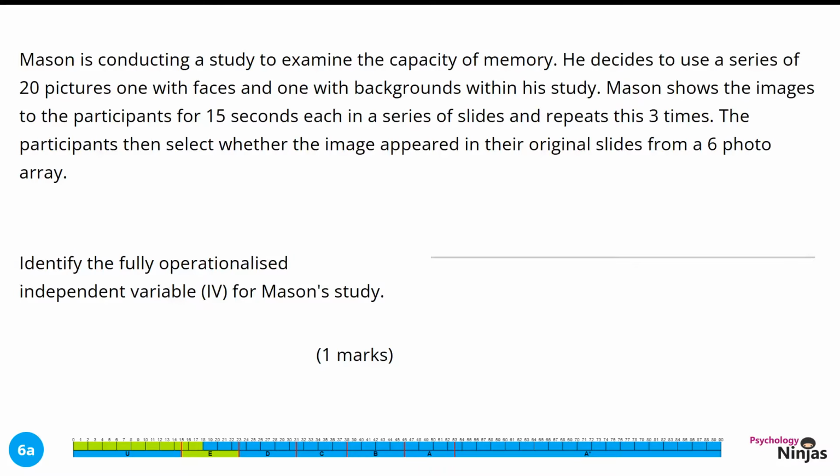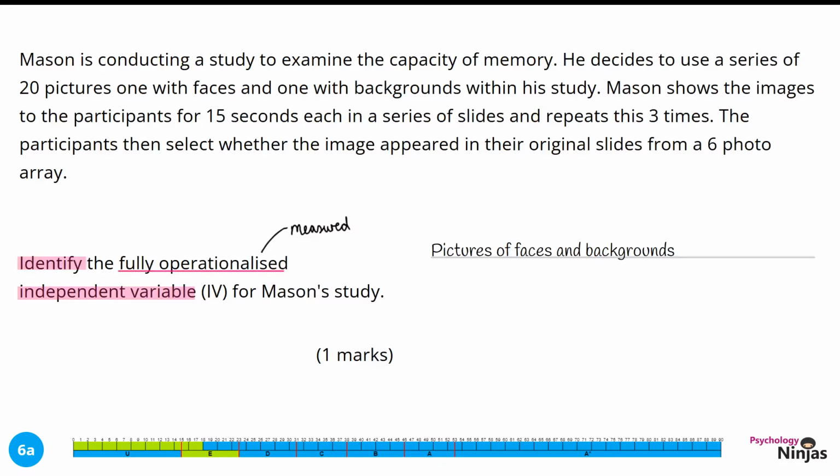Here we have the command word identify, which means that we need to state something. This could be done in a simple sentence or a bullet point. This question is focused on the independent variable, or the IV. This is the one that the researcher changes between the conditions. We've also got some assumed knowledge in this question in that it's fully operationalised. This means how was that IV measured, and we need to ensure that we have both the different conditions within our answer in order to operationalise this fully.